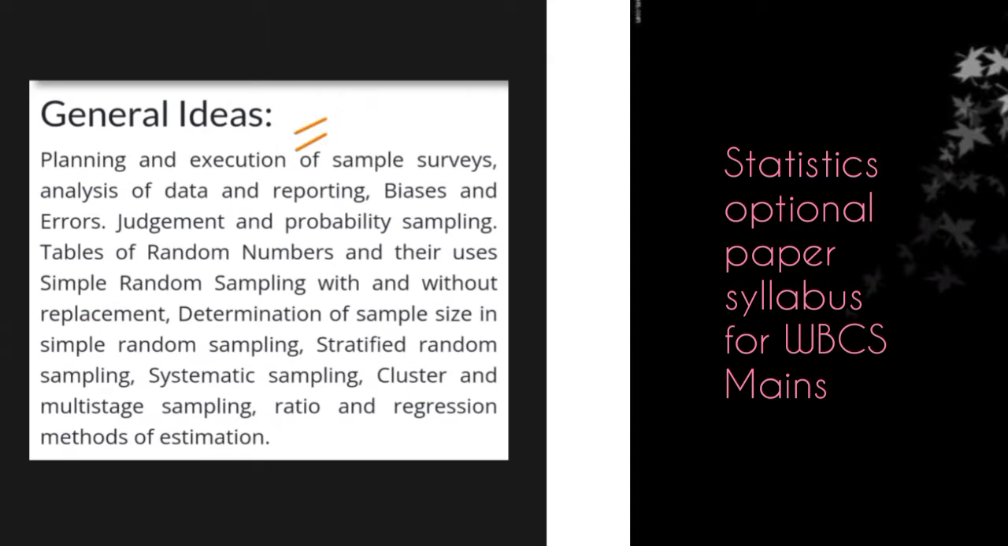Next, you have this section on general ideas, which includes planning and execution of sample surveys, analysis of data and reporting, biases and errors, judgment and probability sampling, tables of random numbers and their uses, simple random sampling with and without replacement, determination of sample size in simple random sampling, stratified random sampling, systematic sampling, cluster and multi-stage sampling, ratio and regression methods of estimation.